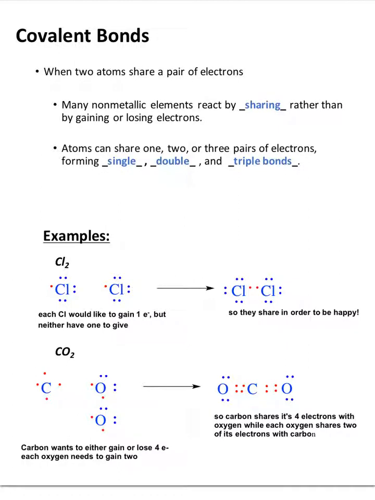So carbon puts in all 4 of its electrons to the sharing pool, and each of those oxygens puts in 2 electrons to the sharing pool. As a result, you're getting a total share of 8 electrons, 4 electrons between each set of atoms. And so what you would actually have is carbon double bonded to each of those oxygens because it's sharing 4 electrons, or 2 electron pairs total.